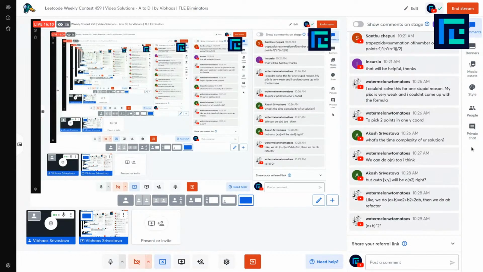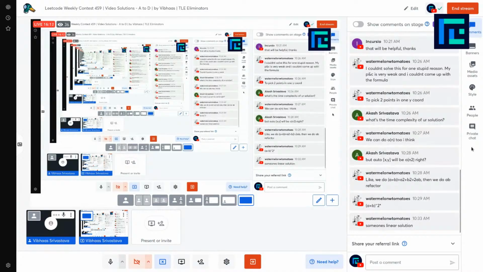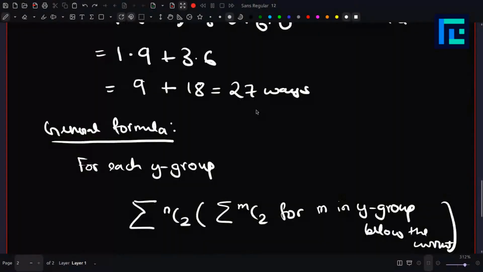Does that make sense? We can do a plus b whole square. Okay, maybe there's a linear solution in that way. I'm not sure about it. I think this is the more direct and straightforward approach to the problem. Okay. So let's see how to implement this.